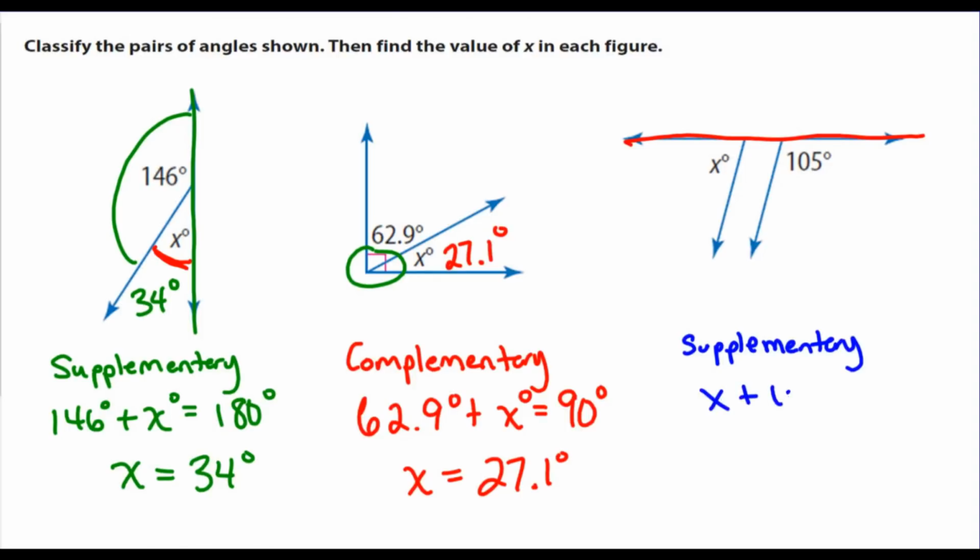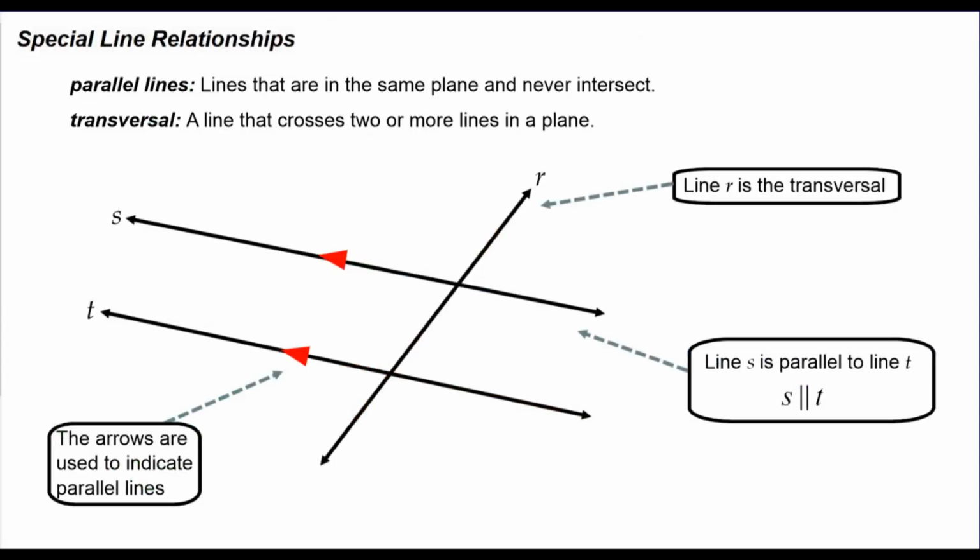And x plus 105 degrees is going to be 180 degrees. That means x is 75 degrees. So we can start solving problems since we know these facts about geometry and angle relationships. Next, we're going to talk about line relationships.